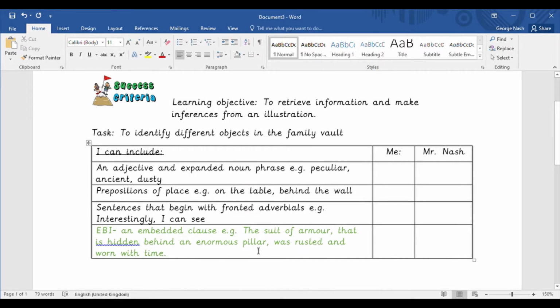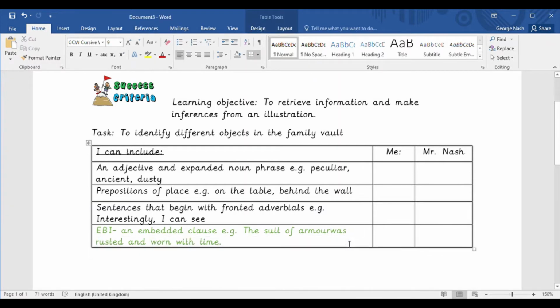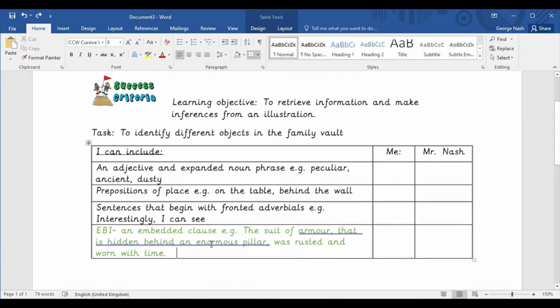Now, the point of an embedded clause is that if you were to delete the information found within the commas and get rid of it, the sentence would still make sense. So watch this. The suit of armour was rusted and worn with time. But if I bring it back, the suit of armour that is hidden behind an enormous pillar, comma, was rusted and worn with time. Both make sense.